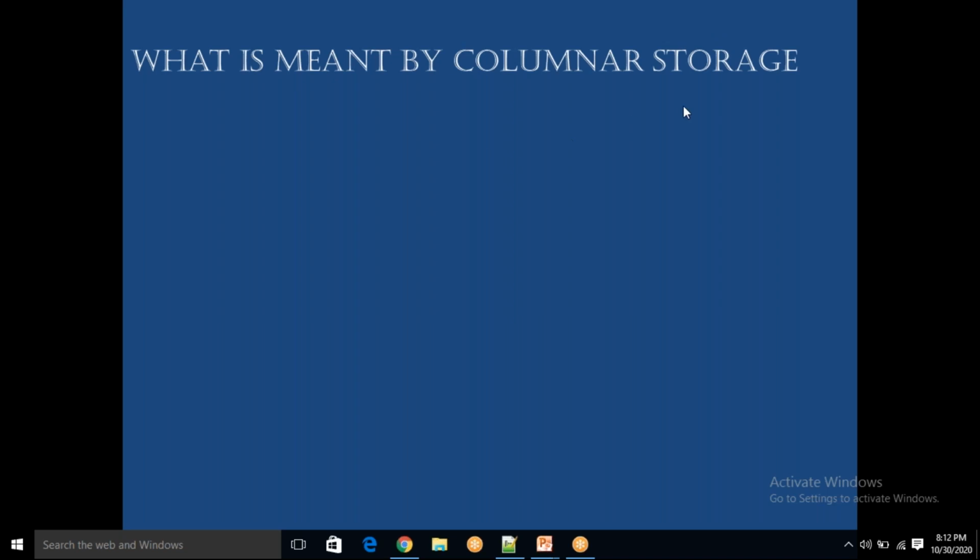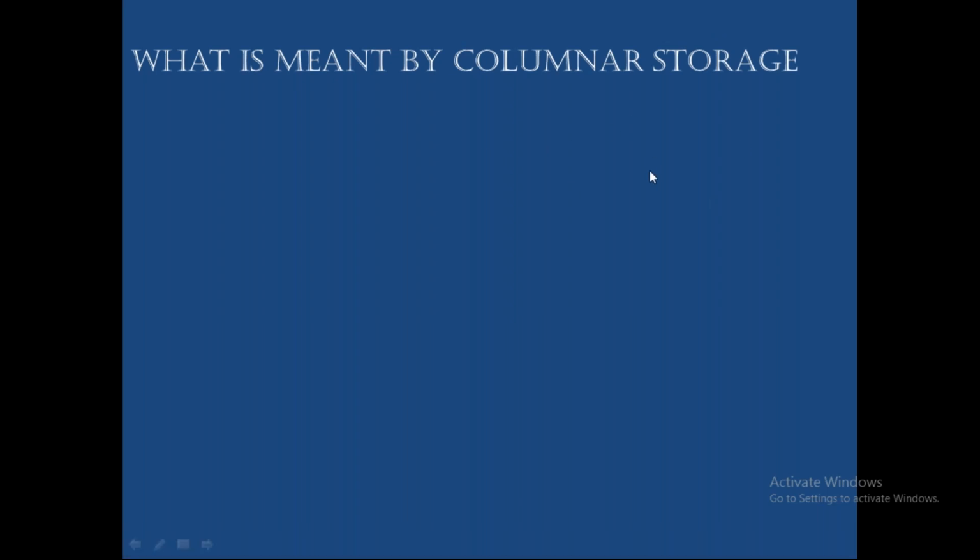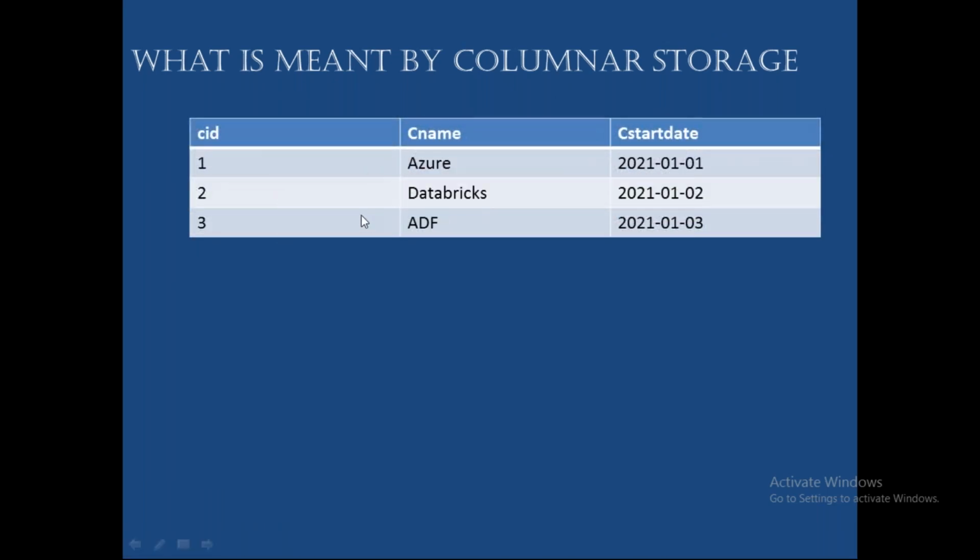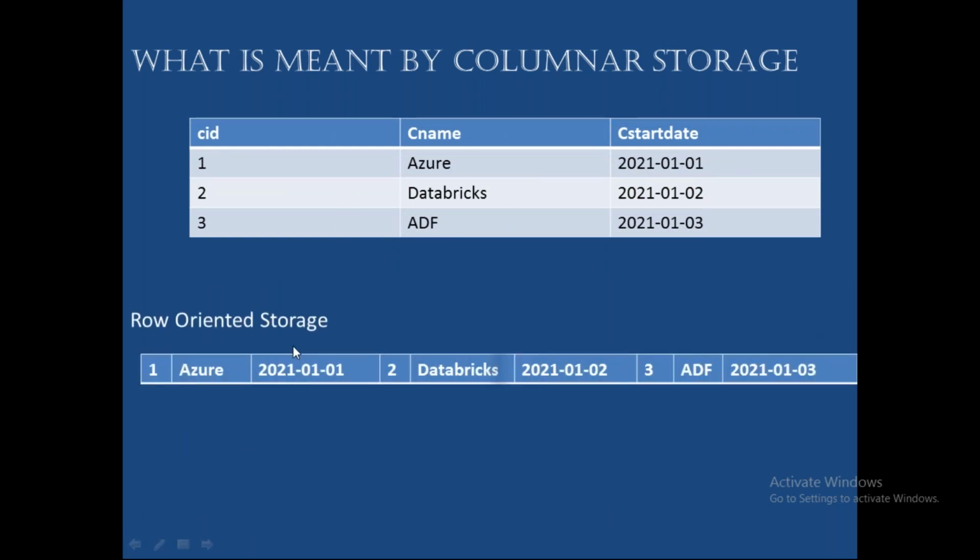Okay, you see here what is meant by columnar storage, right? So let's imagine I have some courses information: course ID, course name, and course start date. Now if it is a row oriented storage, data will be stored something like that, row by row. First row you will store here, then second row you will store here, then third row we will store here. This is nothing but a row oriented storage.